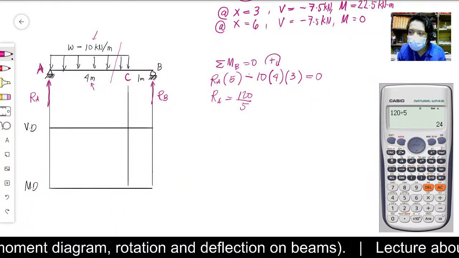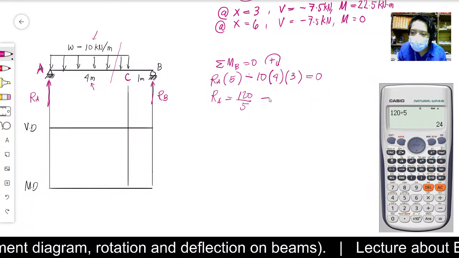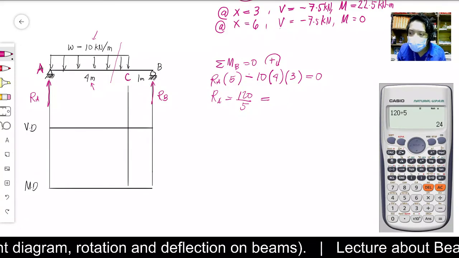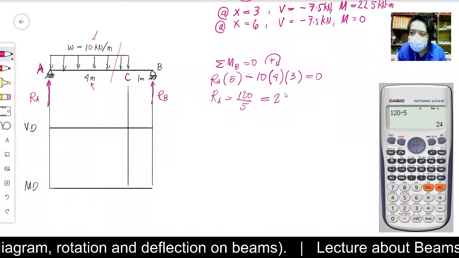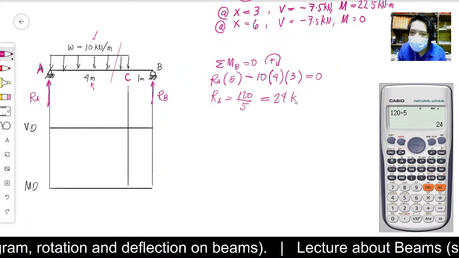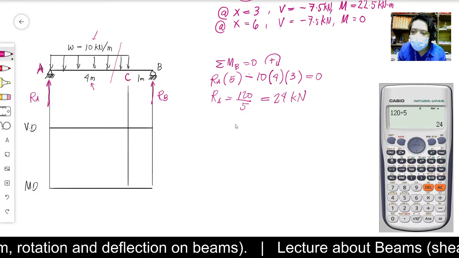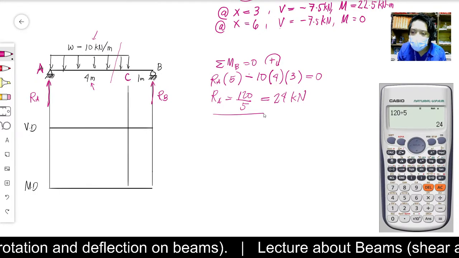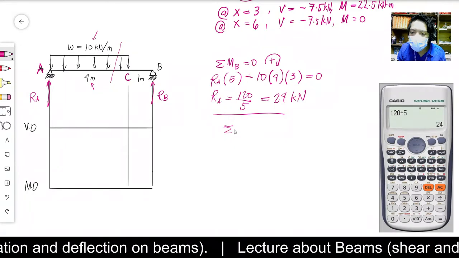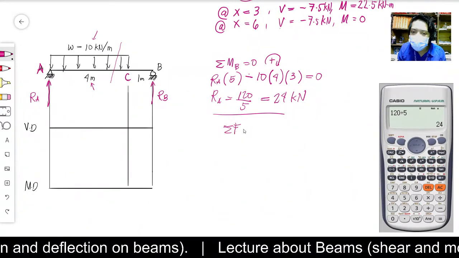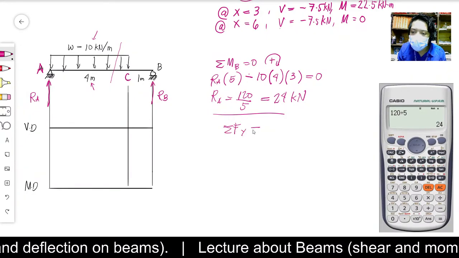120 over 5 is equal to 24. This is in kilonewton. So that's your RA. Now to solve for RB, we'll use the summation of forces along y. This is equal to 0.